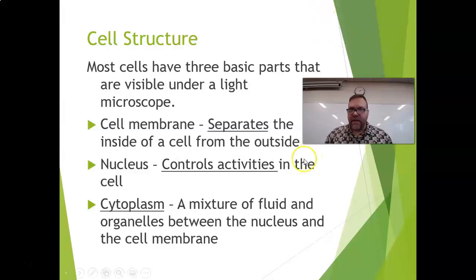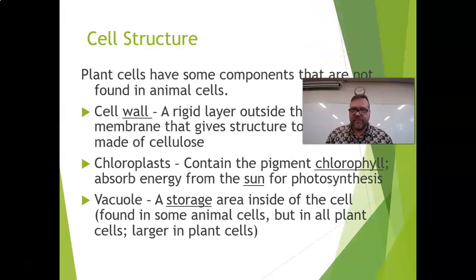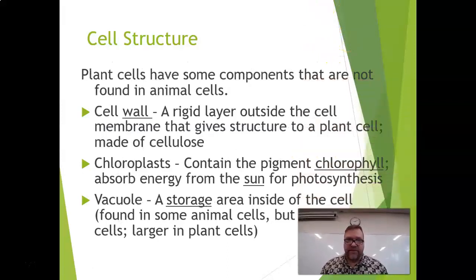All right, let's see what we got. Plant cells have some components that are not found in animal cells. Three things, or there's actually two things and one that's just very different. So, cell wall. A cell wall is a rigid layer outside of the cell membrane that gives structure to a plant cell, made of cellulose.